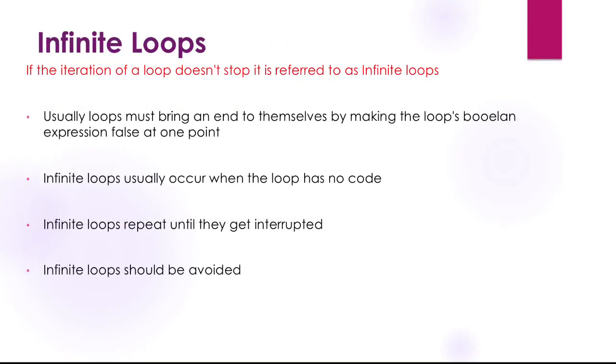Infinite loops are a part of the while loop function as well. If the iteration of a loop doesn't stop, it is referred to as an infinite loop. Usually, loops must bring an end to themselves by making the loop's Boolean expression false at one point. But if that doesn't happen, you would simply call it an infinite loop. Infinite loops usually occur when the loop has no code and it would repeat until the loop gets interrupted. In most cases, infinite loops should be avoided as they don't show any results.